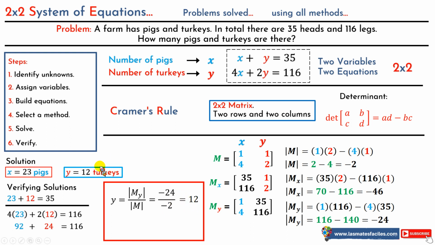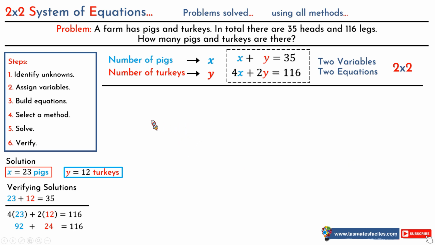12 turkeys. Now, the value of X is equal to the determinant of the X matrix divided by the determinant of the coefficient matrix. Minus 46 divided by minus 2. Negative divided by negative is positive. 46 divided by 2 is 23. The value of X is 23. 23 pigs. This is Cramer's rule. It's my favorite method.